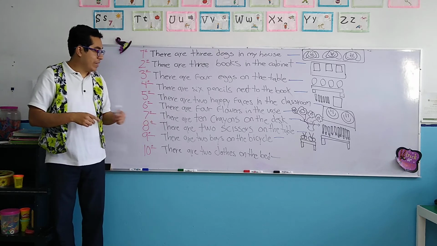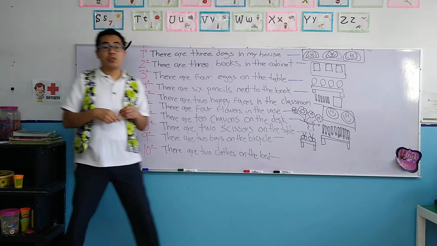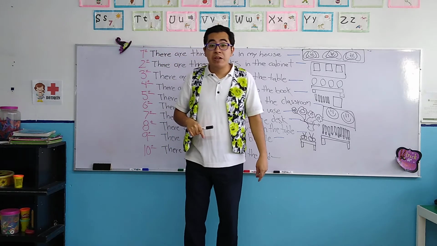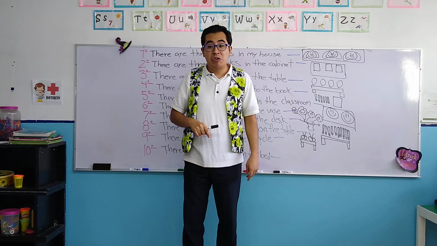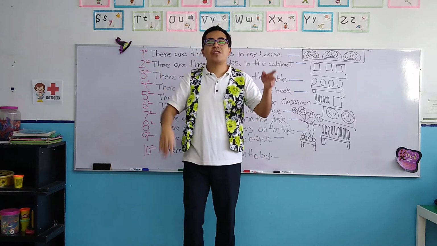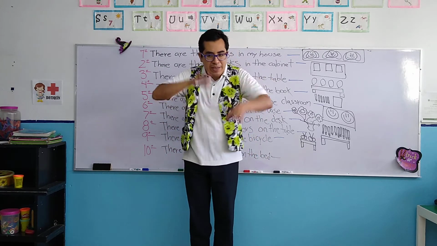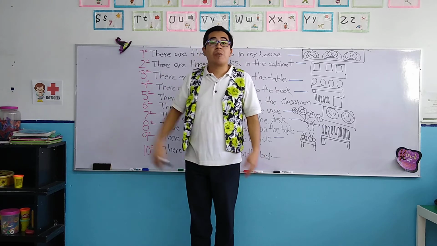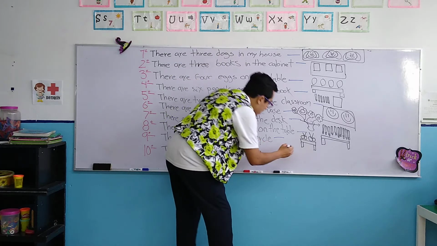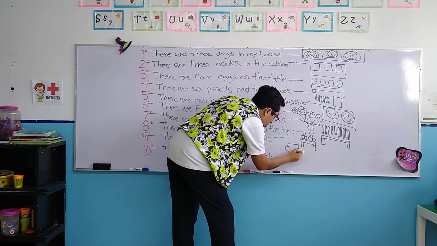The 9th sentence, it says, there are 2 boys on the bicycle. So we have 2 boys and a bicycle. A bicycle, it's a means of transportation that we use to go places, okay? Para ir a lugares. Instead of walking, en lugar de caminando, we grab our bicycle, we pedaleamos y vamos a cualquier lugar que queramos ir. Una bicicleta.